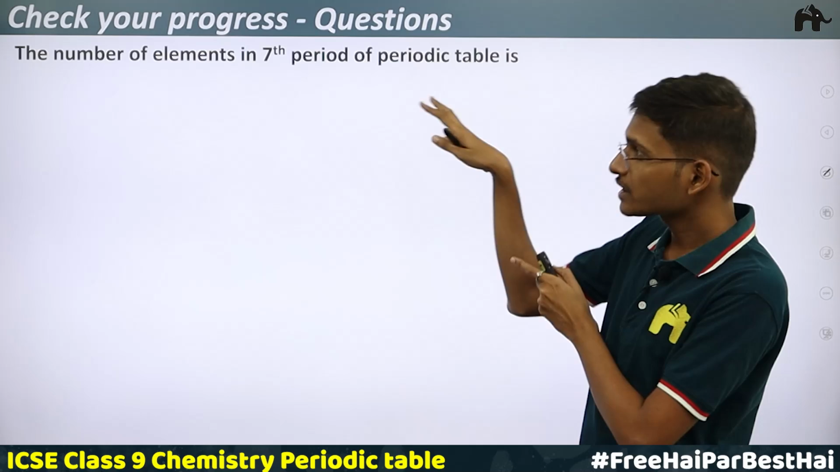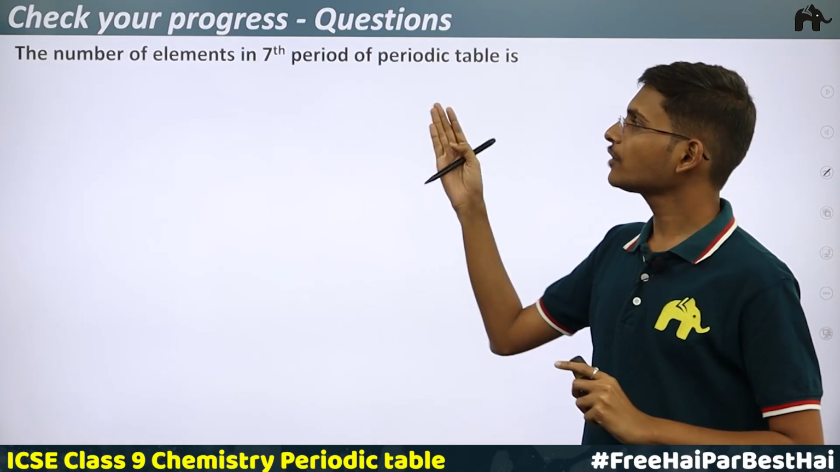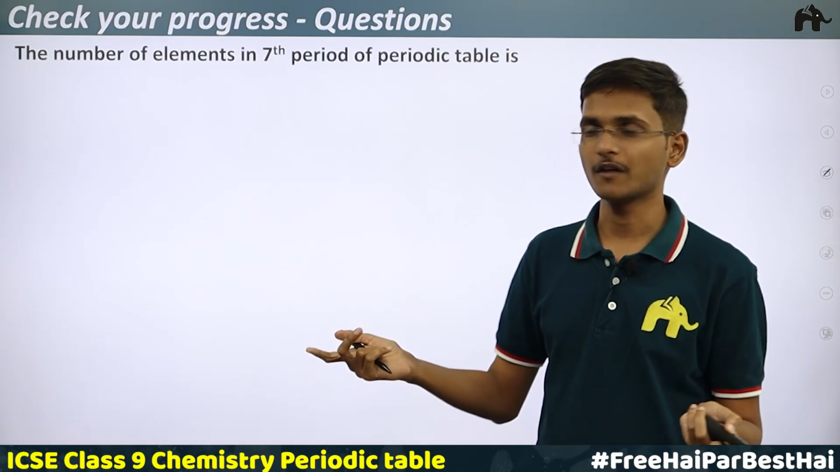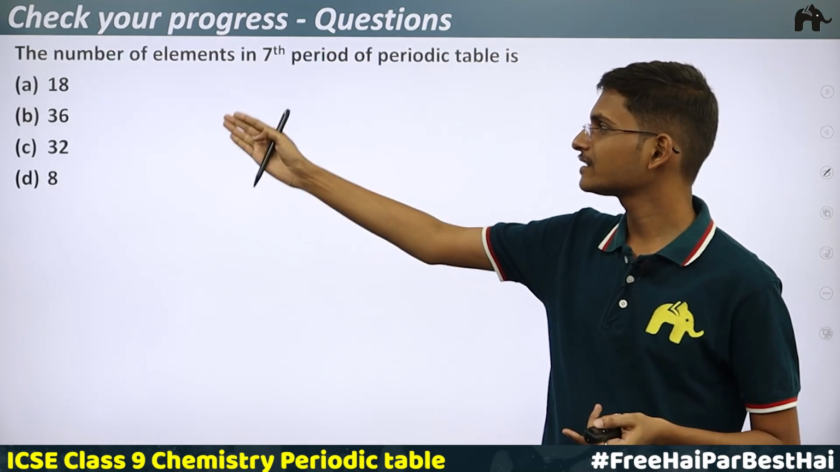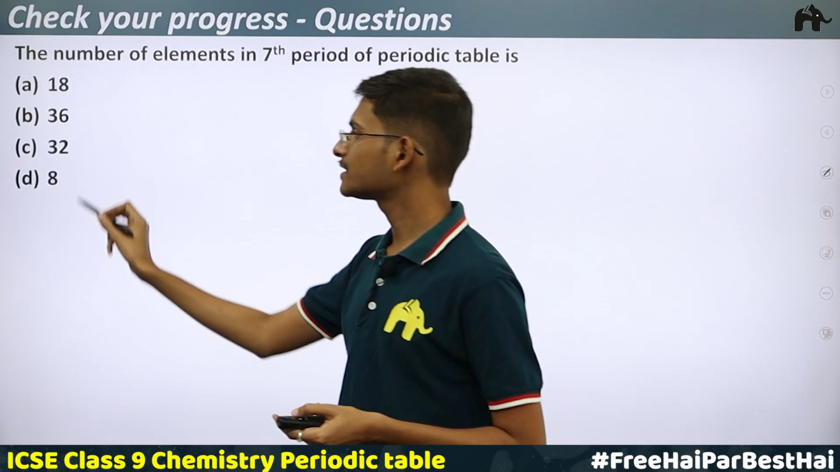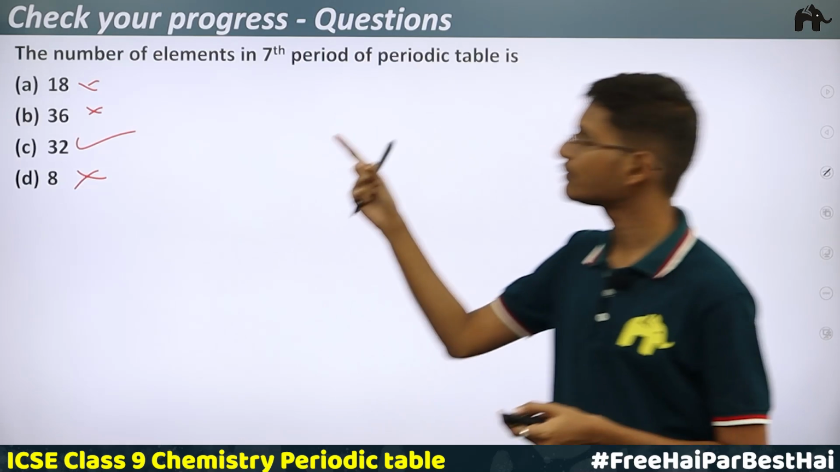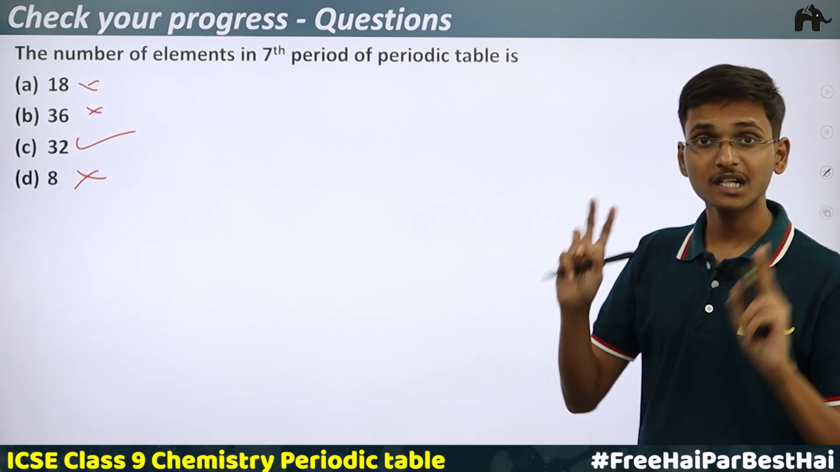Coming back to the question. The number of elements in the 7th period of the periodic table is... If you remembered it, you would know it. So the right answer here is not 18, not 36, neither 8. It's 32. So the number of elements in the 7th period of the periodic table is 32.